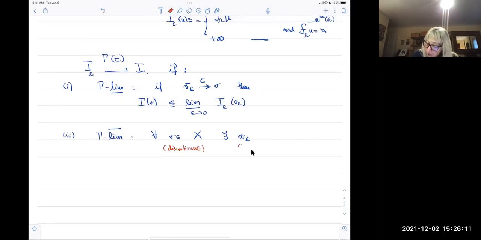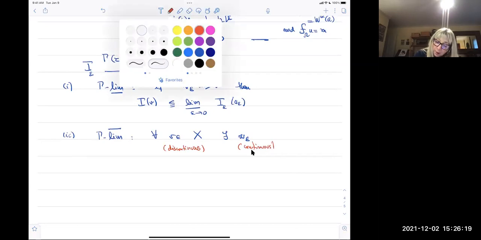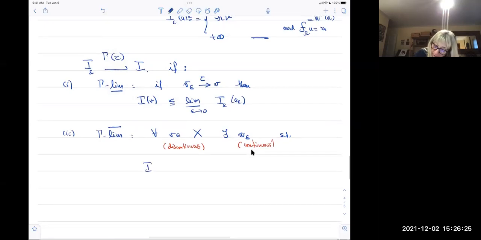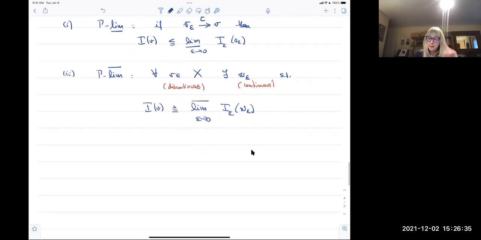You can think of this one as being much smoother, actually Sobolev. But of course, it depends on the setting. But I'm just going back to what we're talking about here, such that I of V is actually bigger than or equal to the limsup of I epsilon of W epsilon. And then you pause and say, hey, wait a second.